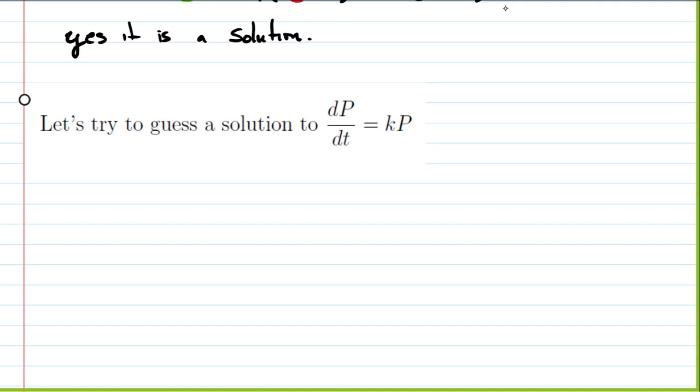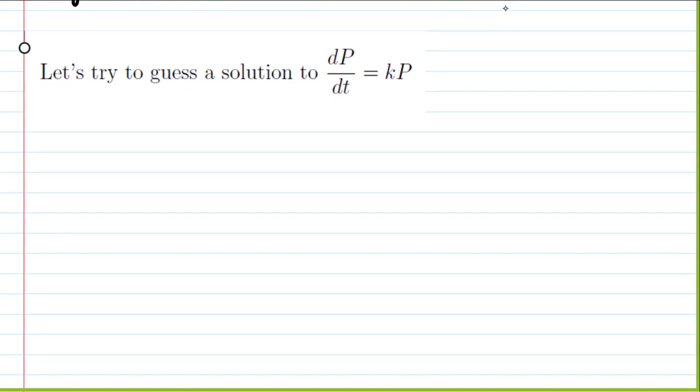Well, what function do we know is equal to its own derivative? Hint, you just did it in the last U try. What's the derivative of e to the x? E to the x. So what's the derivative of e to the kx? E to the kx times k, right? Because you got to do the chain rule with the derivative of the inside.